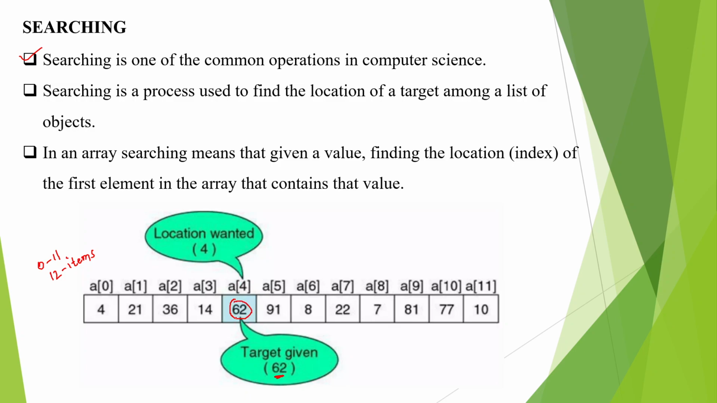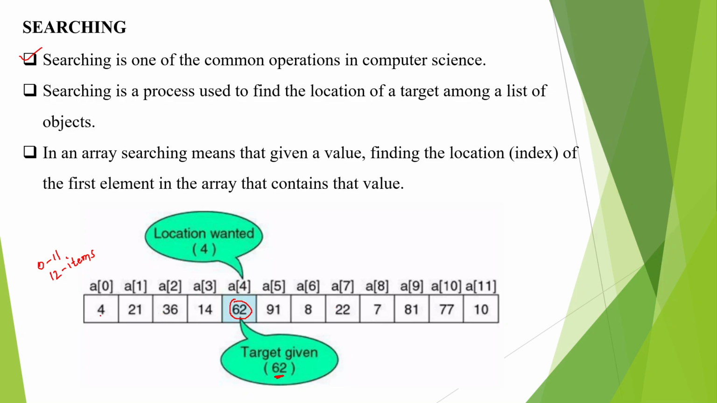But how will the computer identify it? The computer will not have that vision, the way we are looking at it. So the computer will start the comparison. The computer will take the target and do the comparison. It will compare this 62 with every element of the list.